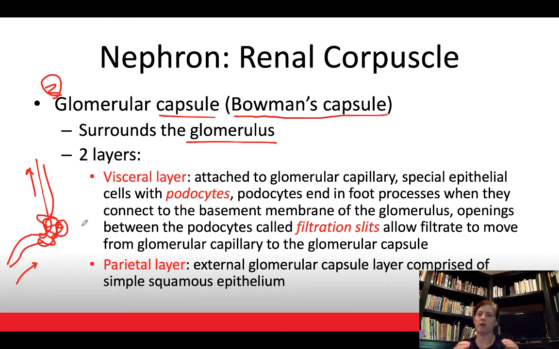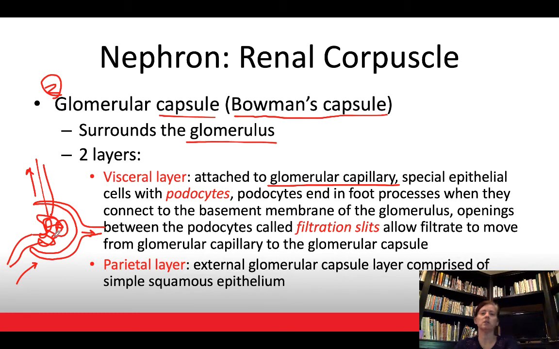So around that tangled mess of capillaries, we have a capsule. Basically, it's going to surround the capillary bed kind of like this, and then head out. And we're heading in this direction. So the glomerular capsule is going to cup around the glomerulus. And this capsule has two layers. A lot of things in our body have two layers, so that's something we're familiar with. It's going to have a visceral layer. In this case, the visceral layer is the part of the capsule that is attached to the actual capillary, through here.